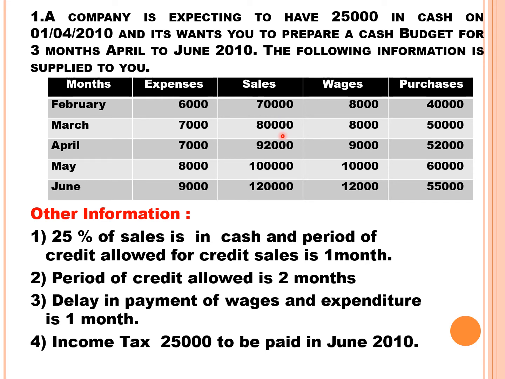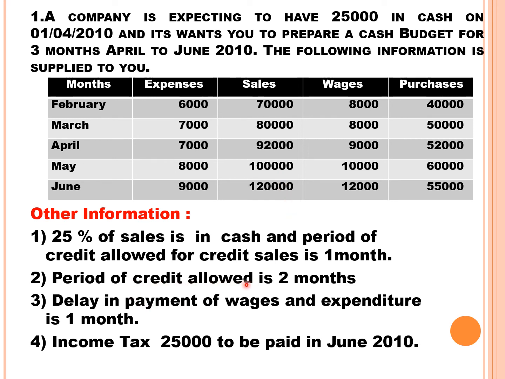Now come to March. March sales is 80,000. 25% will be received in March. 75% will be received in April. That is, 80,000 into 75% is 60,000, which will be received in April. And 80,000 into 25% will be received in March. Likewise, April 92,000 is divided into 2 parts. 25% will be received in April. 75% will be received in May. Likewise, do for May and June.